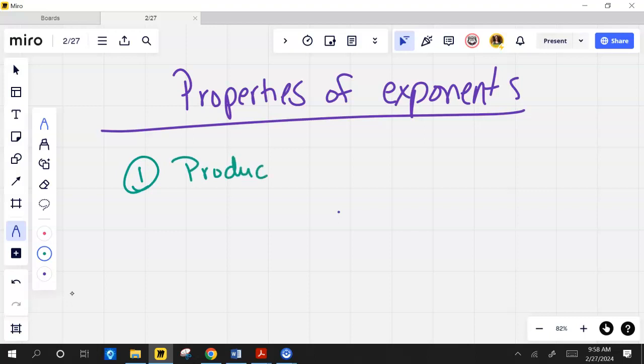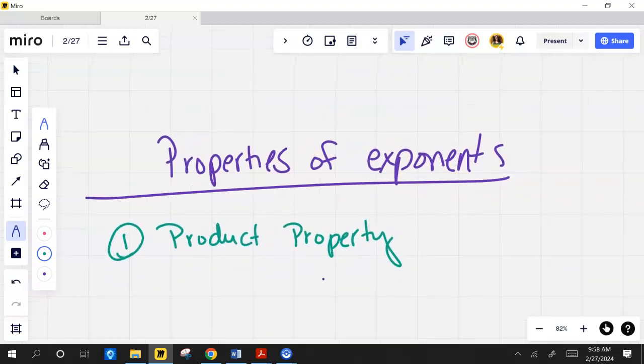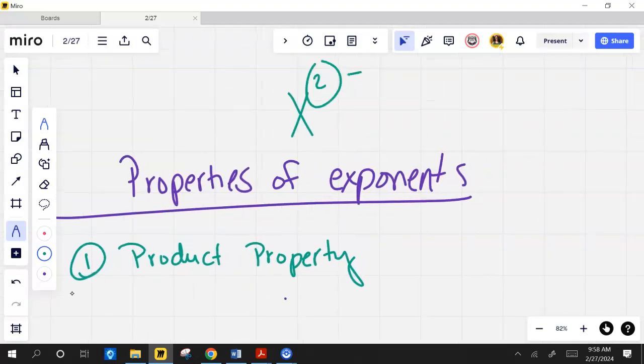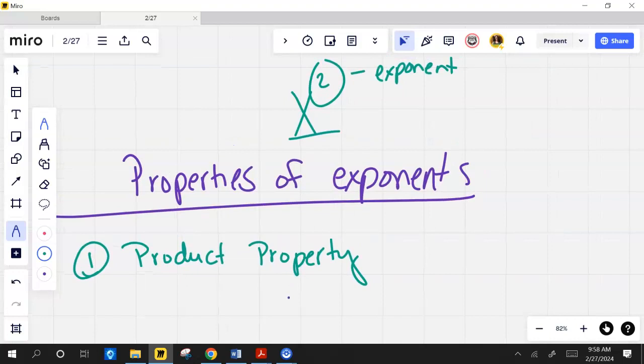The first is the product property. Product means what? You multiply. Everybody knows what an exponent is, yes? If I told you x to the second, what's the exponent? 2. What is x called? Starts with a B. The base. So as we use this vocabulary, you know what I'm talking about.